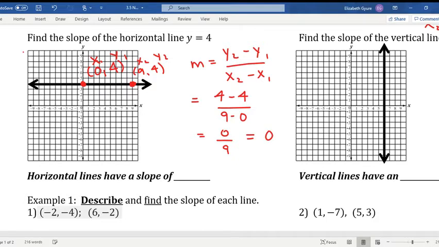This happens with every single horizontal line. All horizontal lines have a slope of 0. A way to think of slope is like climbing up a hill, right? The steeper that hill is, the harder it is to climb up, right?